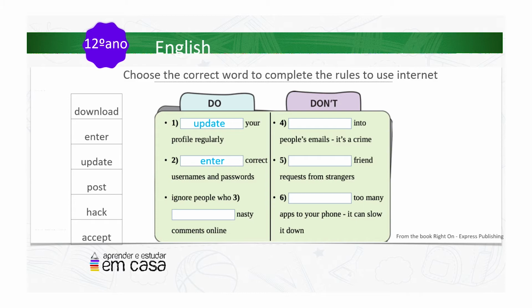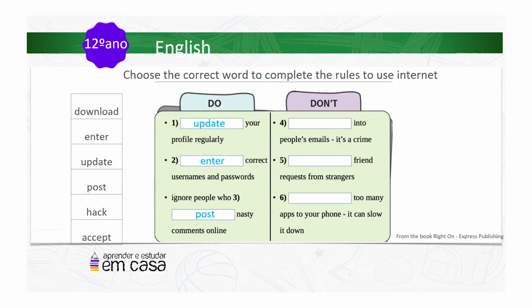And the third one is ignore people who post nasty comments online. It's very easy to bully people online. So for your safety and for your mental health, just ignore them, okay? Or you can block them, right?